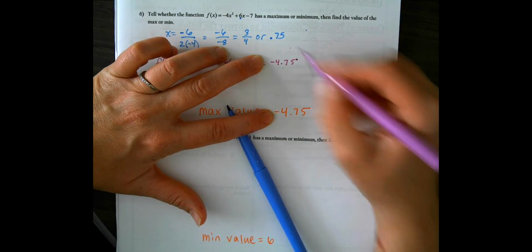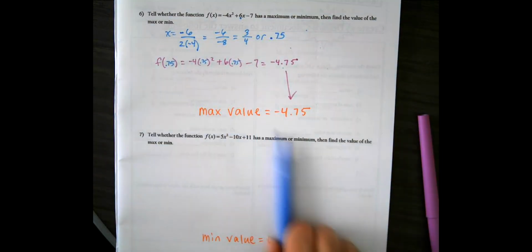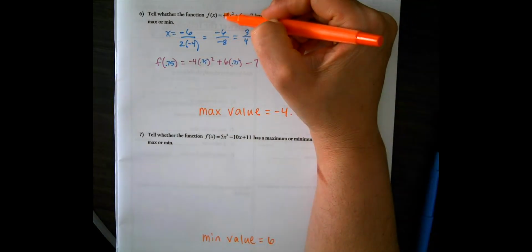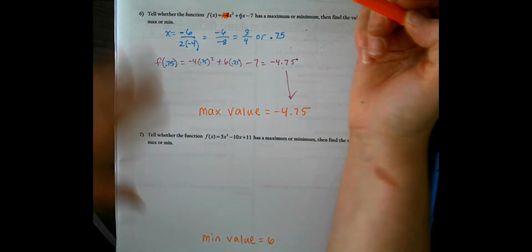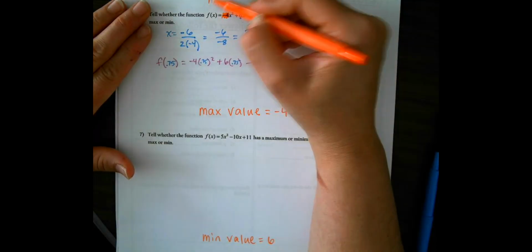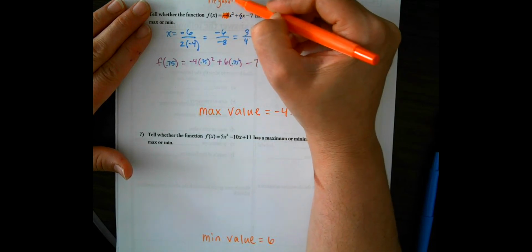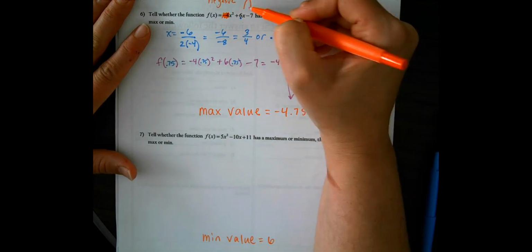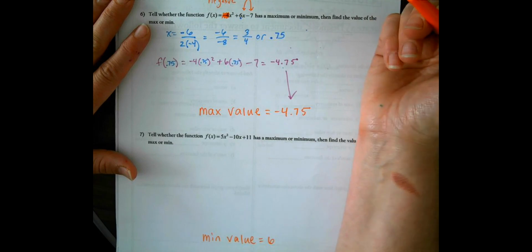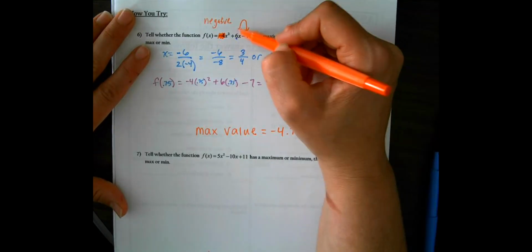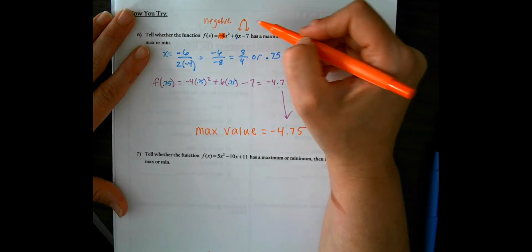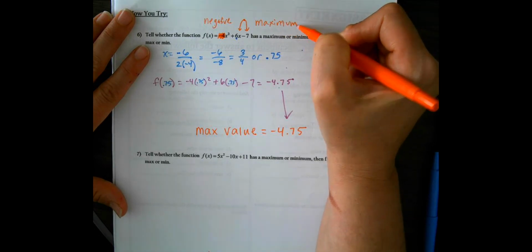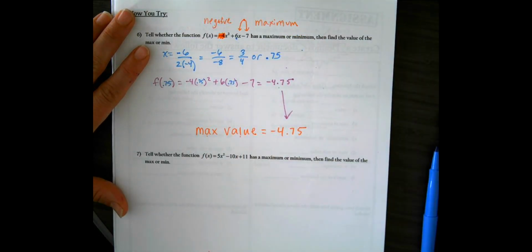The y value is the max or the min, but how did I know it was a max? I'm always going to look at my a value, that very first thing in front of the x squared. And I don't really care about the number, I just care that it's negative. In a negative quadratic function, that means the arrows are pointing down because that's in the negative direction. And if the arrows are pointing down, that means the vertex is on the very top. So that means it's the maximum. And that's how I got max value is negative 4.75.